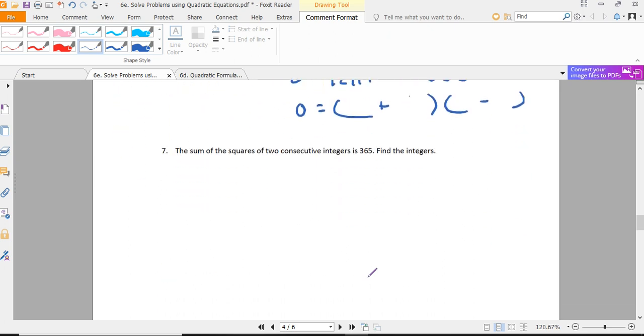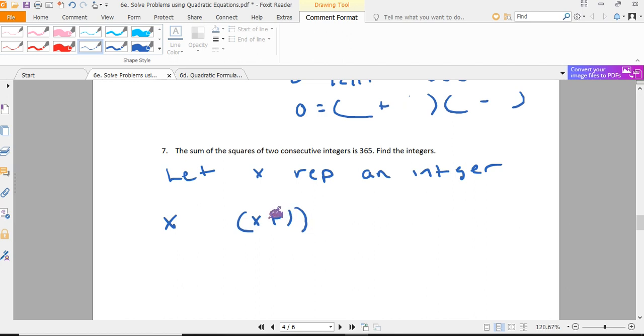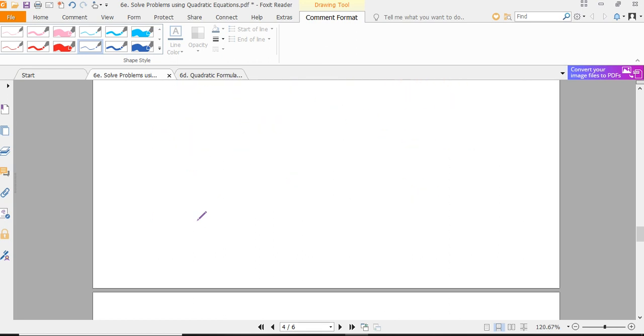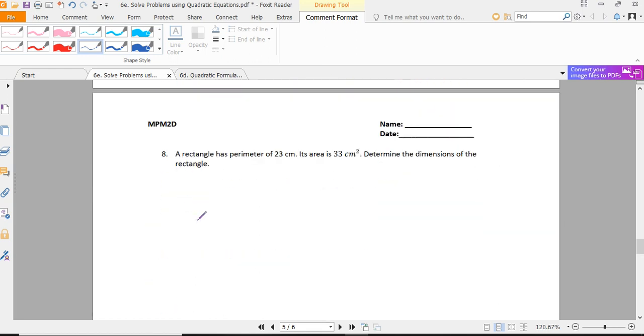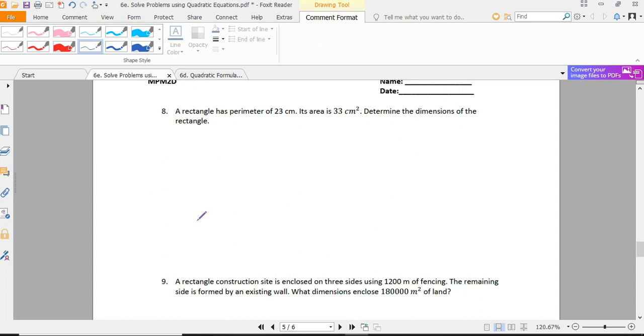Number 7, the sum of the squares of two consecutive integers is 365. So let x represent an integer. They're consecutive, so one's x plus 1. Now we're looking at the squares of them though. So the squares, and the sum of them will equal 365. Again, expand that, solve for x using factoring or the quadratic formula.